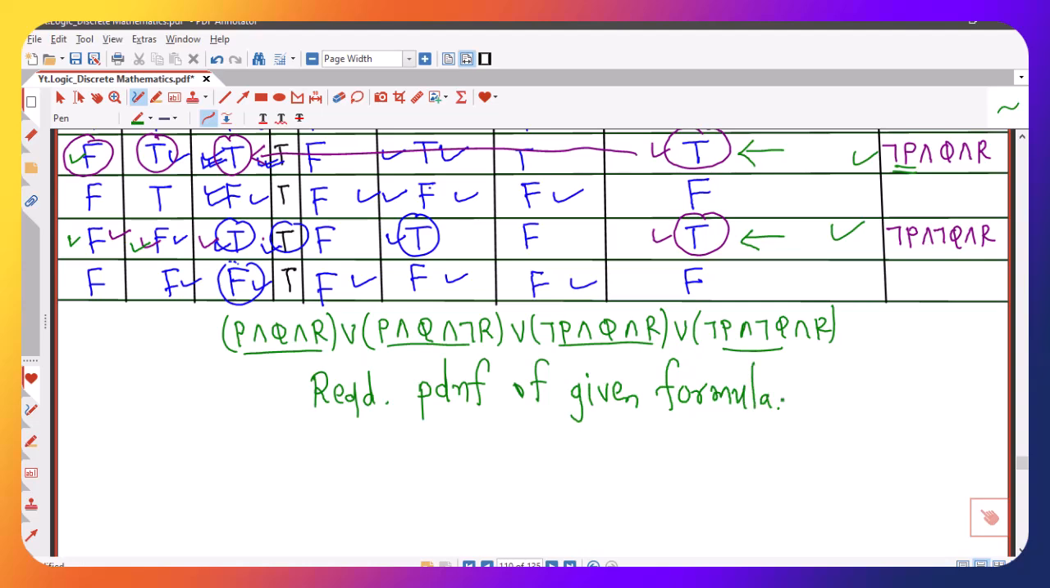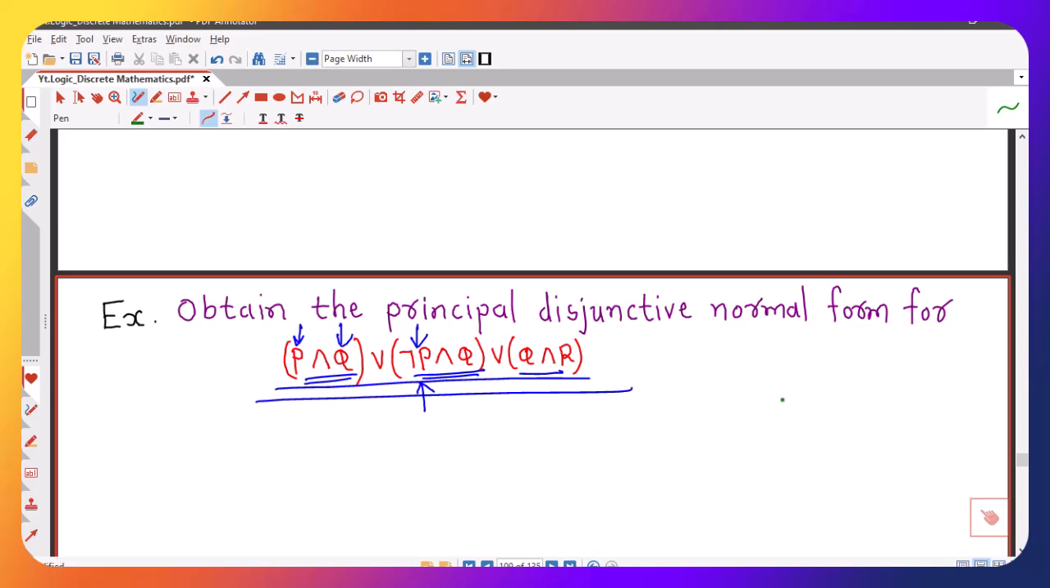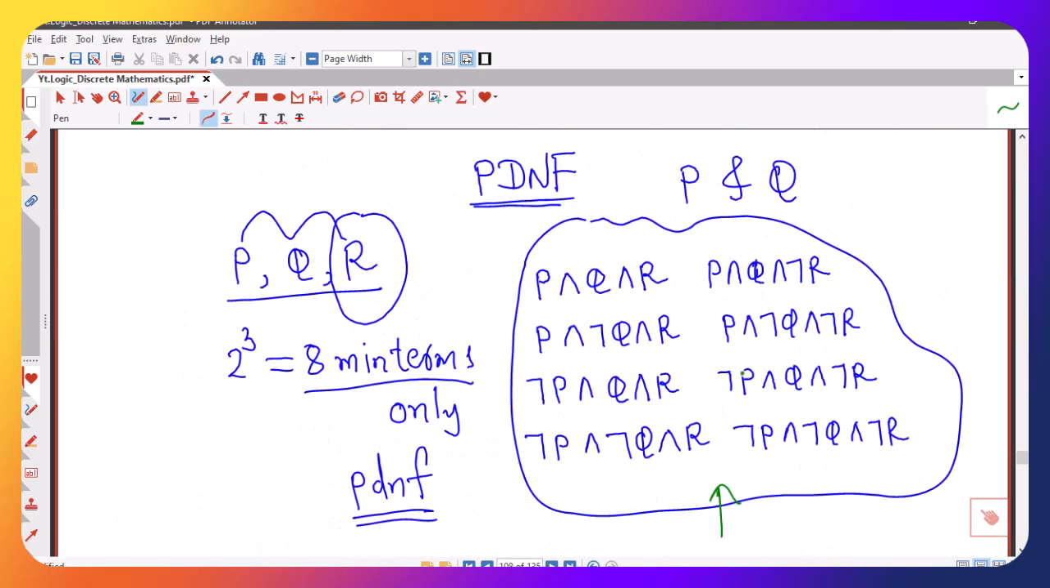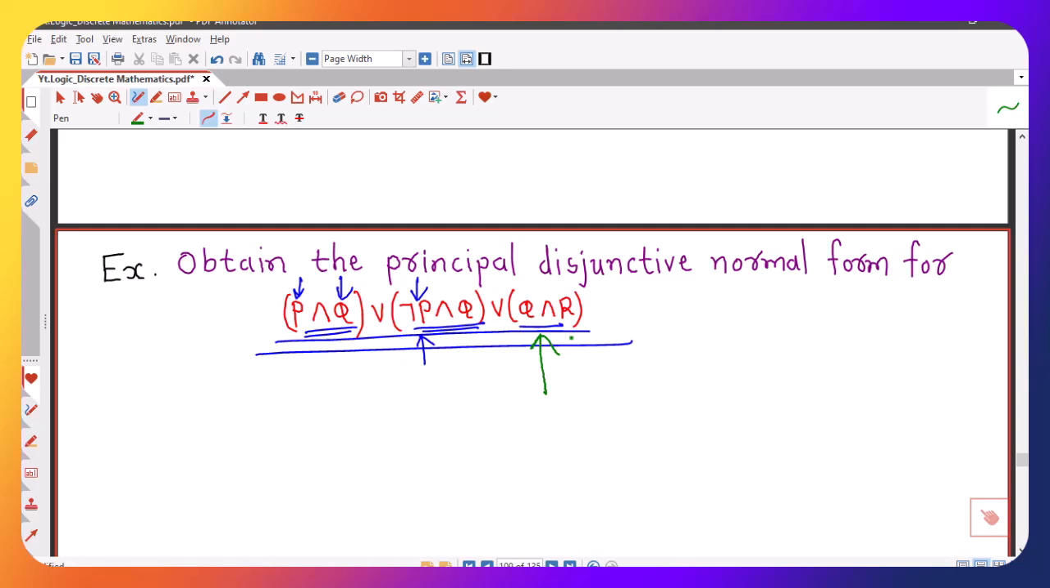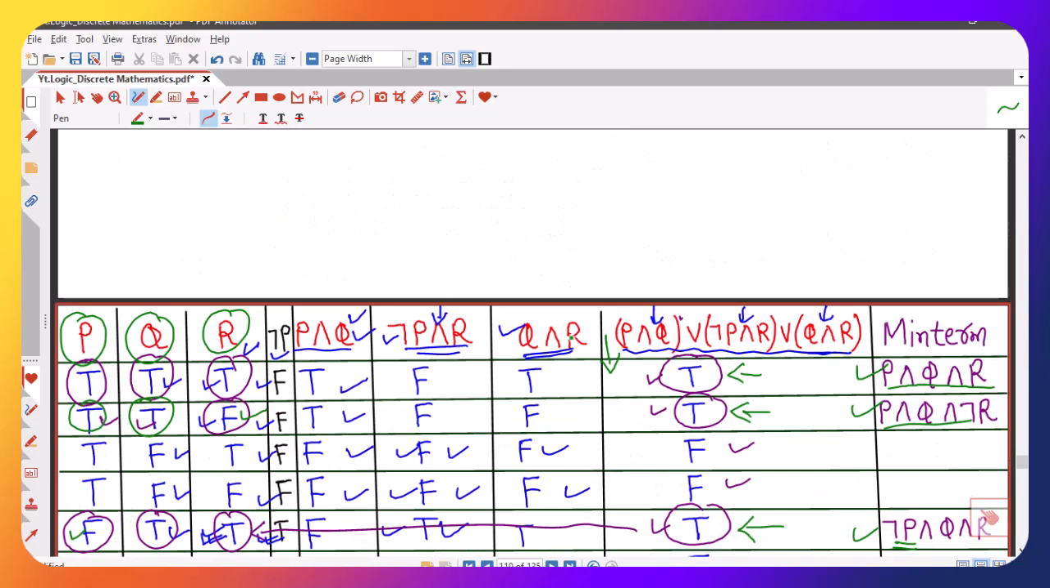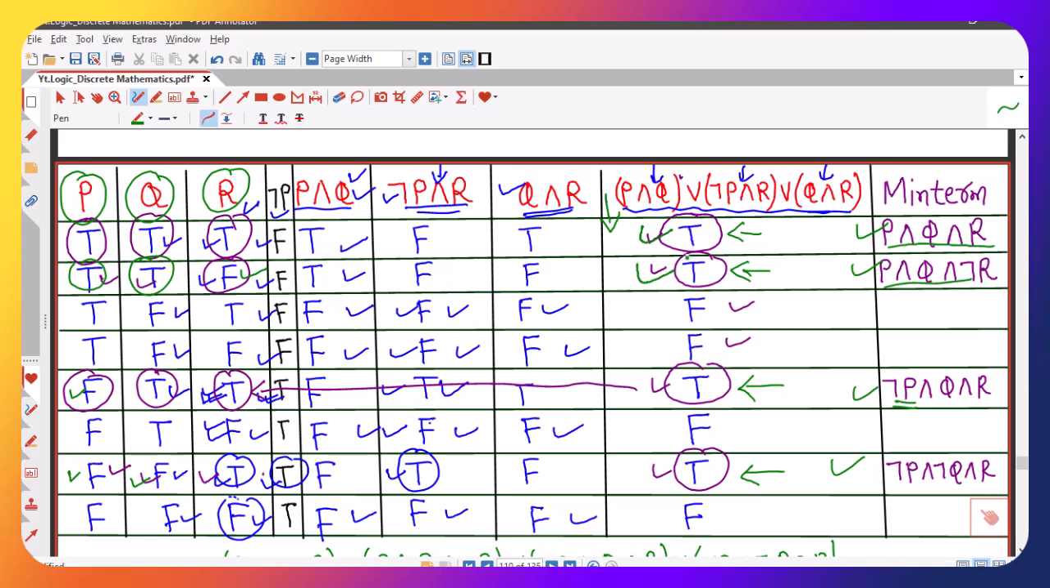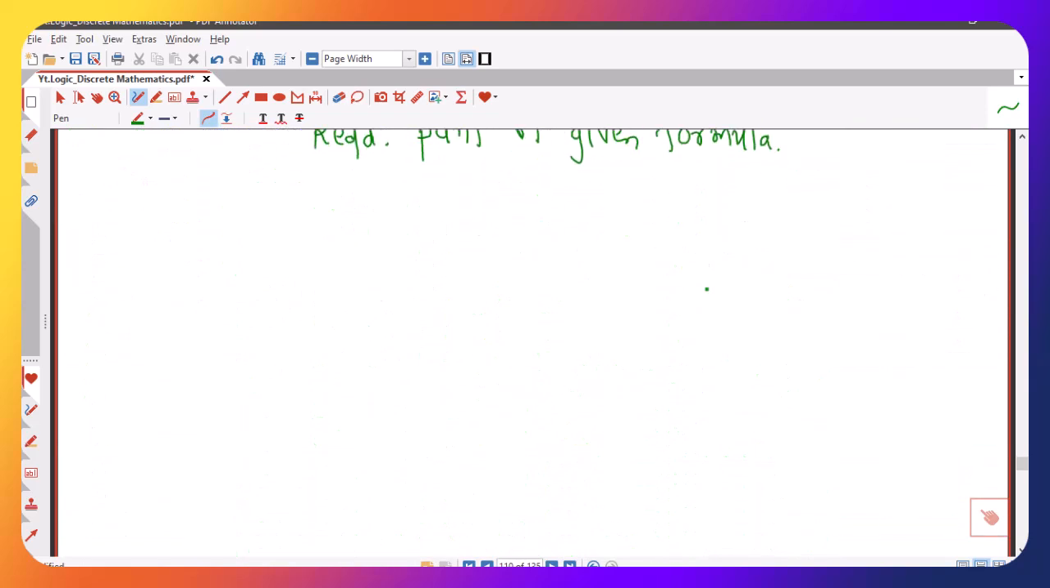So whenever you have 3 statement variables, you will have 8 possible min terms, and your principal disjunctive normal form will be the disjunction of min terms out of these 8 min terms. And for that you first construct the truth table for a given formula, then write down the min terms corresponding to truth value which is true. So the number of min terms will be equal to the number of true truth values in a given formula. So this is one way of writing the principal disjunctive normal form using truth table.